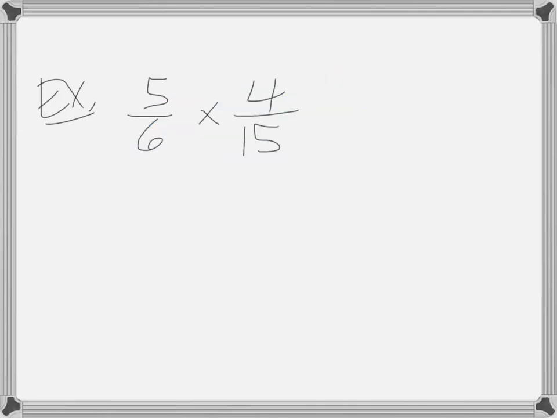5/6 times 4/15. Diagonally looking at 6 and 4, both divide by 2. So I divide 6 by 2 and I'm left with a 3. Divide 4 by 2 and I'm left with a 2. Diagonally the other direction, 5 and 15. 5 and 15 both divide by 5. 5 divided by 5 is 1. 15 divided by 5 is 3.